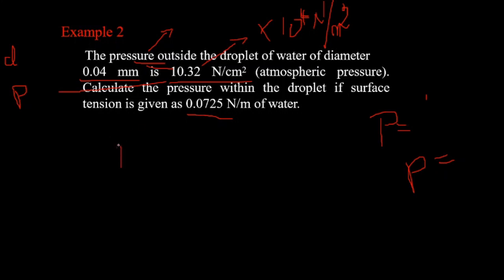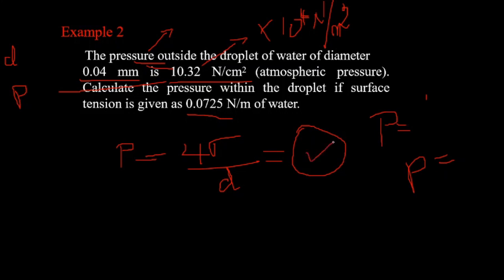So what we have to find? We have to find first pressure, that is P is equal to 4 sigma divided by D. Whatever the answer here comes, it is not the final answer, because it is the pressure inside the droplet in excess of the outside pressure. But what have they given? We have to calculate the pressure within the droplet.